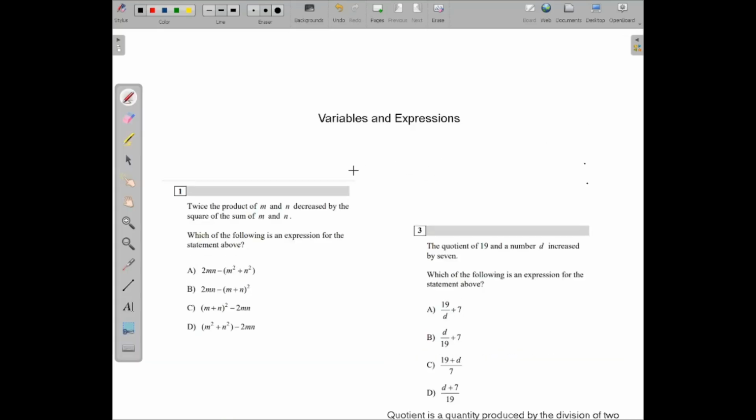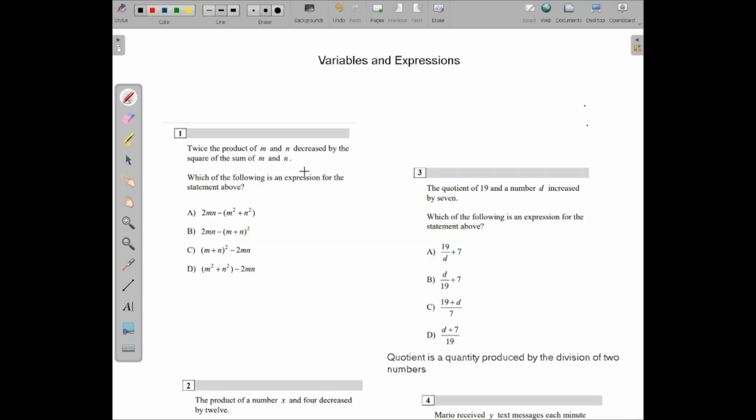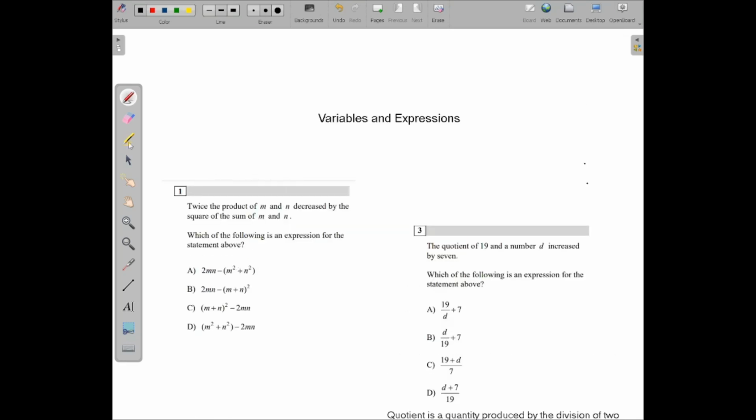We are going to start with Unit 1, Variables and Expressions, and to practice we have some examples that we're going to solve. Let's start.